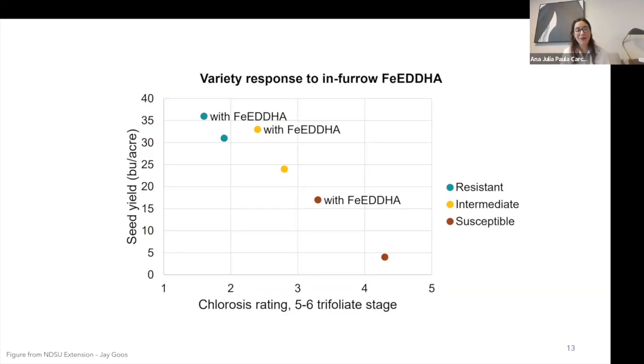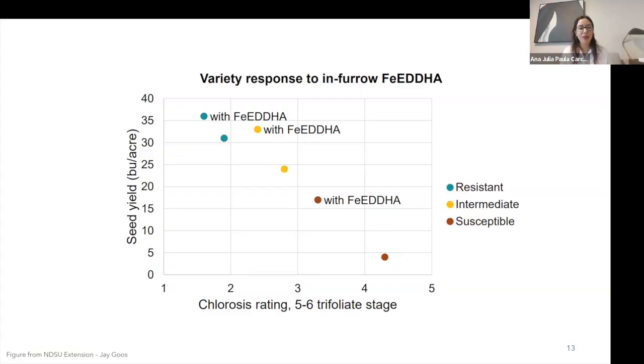So Jay Goos did this research a long time ago, like around 2000. So it's crazy, but that was 25 years ago. But this information is super valuable. He tested just 3 different varieties: one that was resistant, one intermediate, and one that was susceptible. And then you have it in these 3 different colors. In the y-axis you have yield, and in the x-axis you have this chlorosis rating that we have been talking about so much.